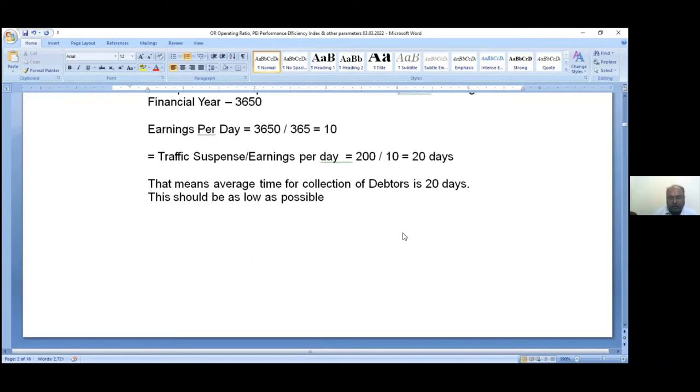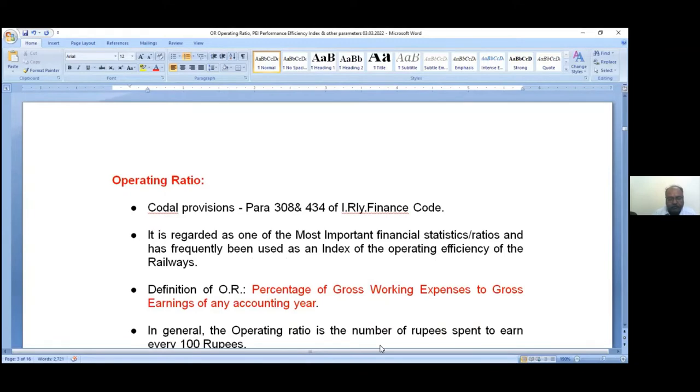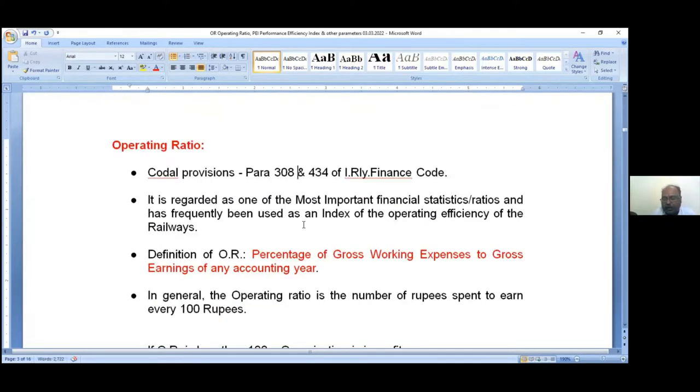Now we go into the operating ratio. This is the most important. Here, the codal provisions for operating ratio are para 308 and 434 of the Indian Railways Finance Code. If you check Indian Railway Finance Code, Volume 1, para 308 and para 434. Okay. It is regarded as one of the most important financial statistics or ratios and has frequently been used as an index of the operating efficiency of the railways.